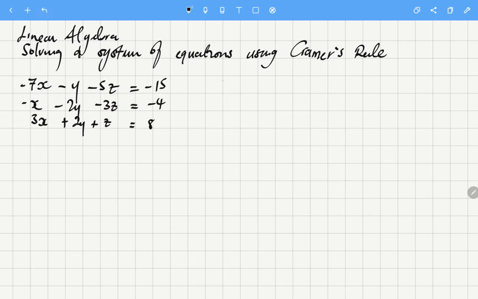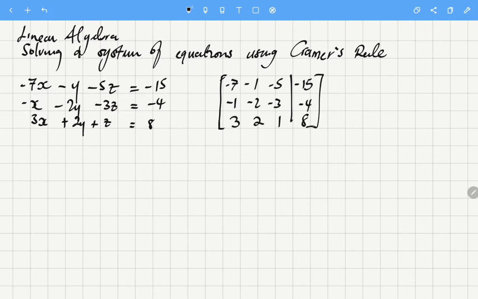Okay, so then I'm going to put that into augmented matrix format. That's minus 7, minus 1, minus 5, minus 15; minus 1, minus 2, minus 3, minus 4; and 3, 2, 1, and 8. So that's the augmented matrix. Like I said, it's the same system of equations I used in my reduced row echelon form method.